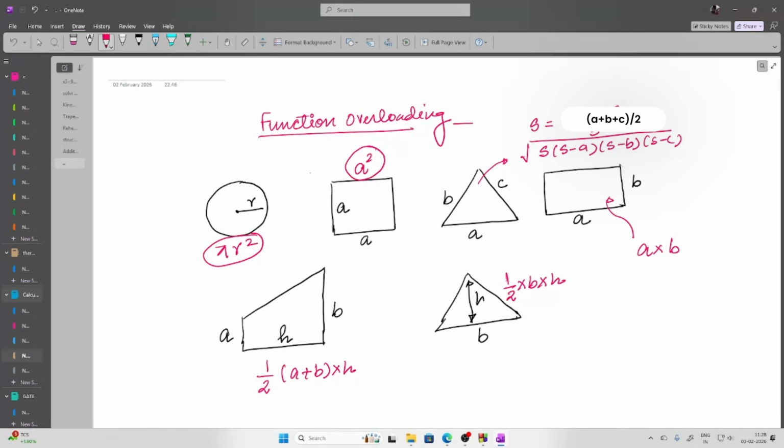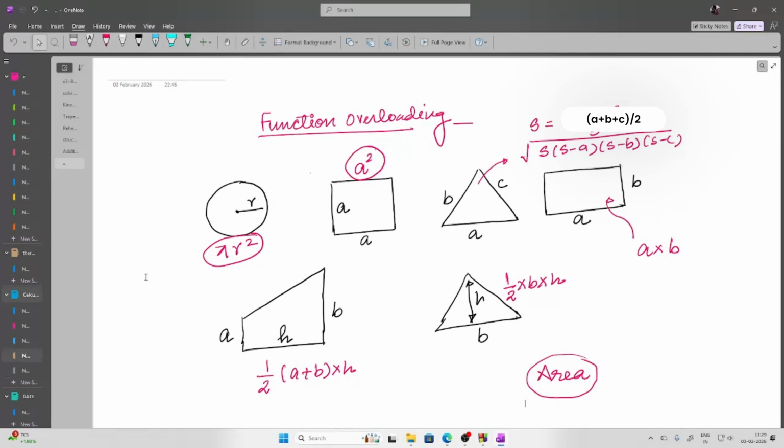Now for these shapes I am interested in writing the functions for area, so they will be different. But the question is, I am interested in finding out the area only. So is there a way that I keep this name constant for every shape, and once I pass the stipulated number of arguments, it gives me the area for a particular shape?